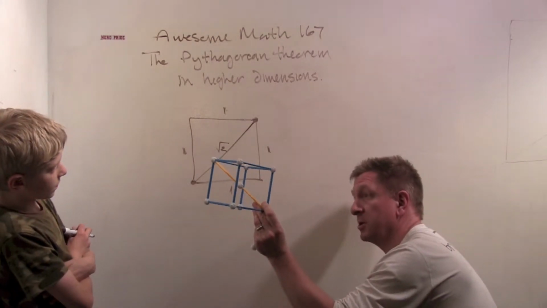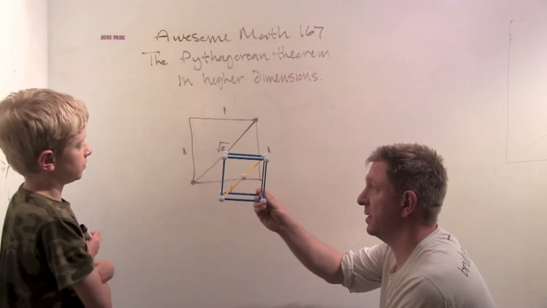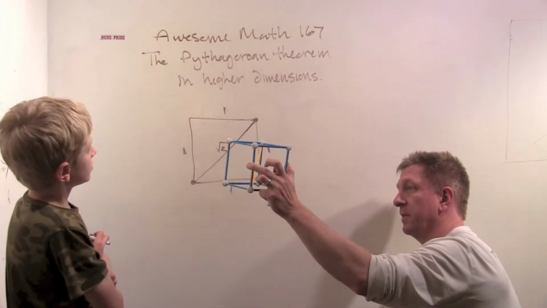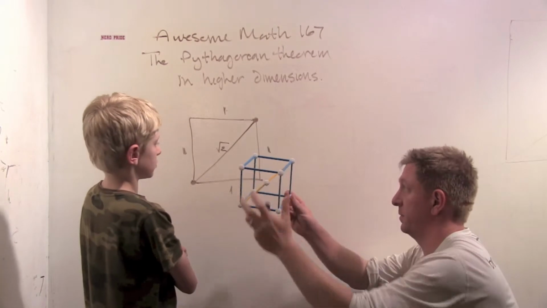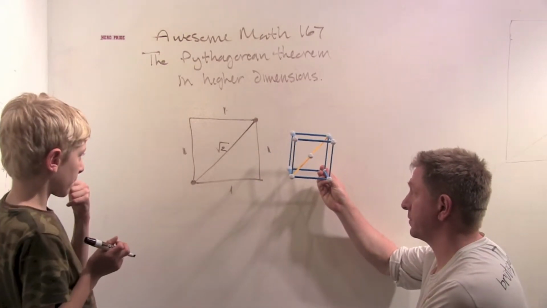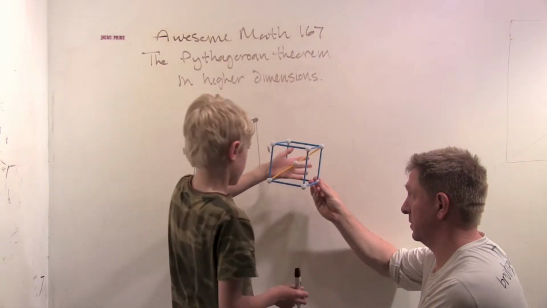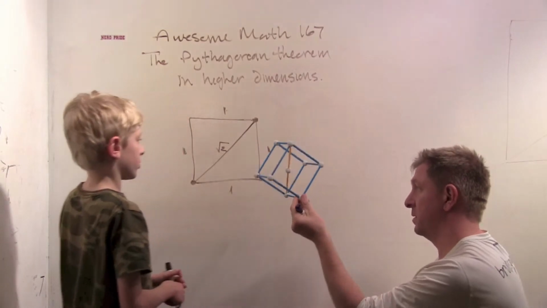Now, I made a three-dimensional cube out of Zome tool. And I made the long diagonal there. How can we use the Pythagorean theorem to find the length of this long diagonal of the cube? What do you think? Well, we sort of divided it up into two pyramid shapes. Sort of.